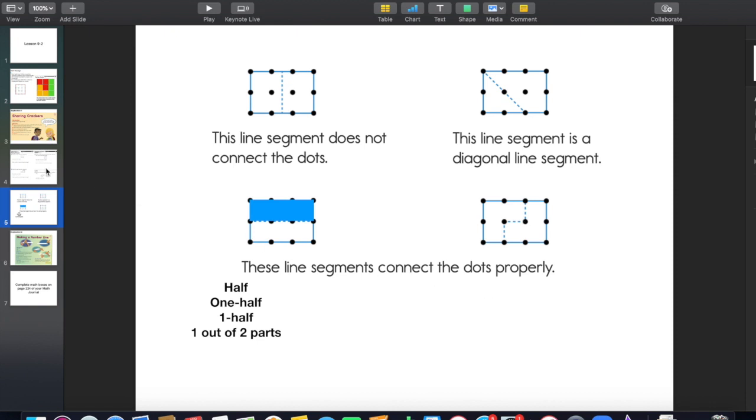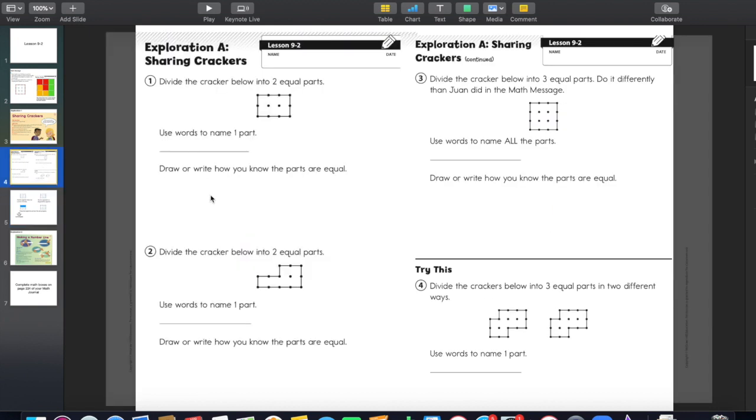So that's what you're going to be working on today for Exploration A. You're going to answer these 4 questions and divide the crackers into equal parts. You'll use the word to name one part, and maybe you can think of more than one name, and that would be a great challenge. Then you have to draw or write how you know that the parts are equal. So what they're telling you is prove it. How do you know each person is getting an equal share?